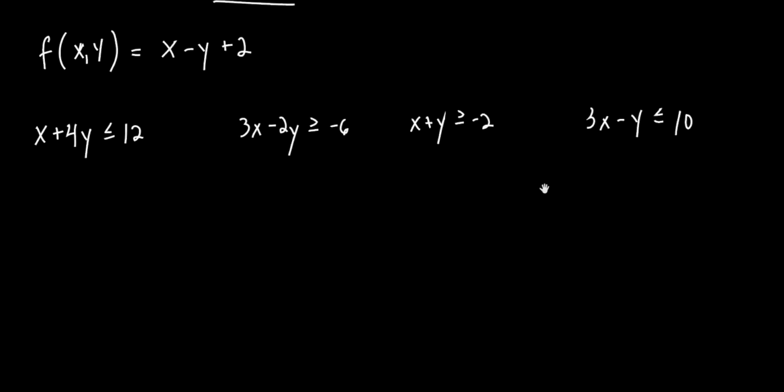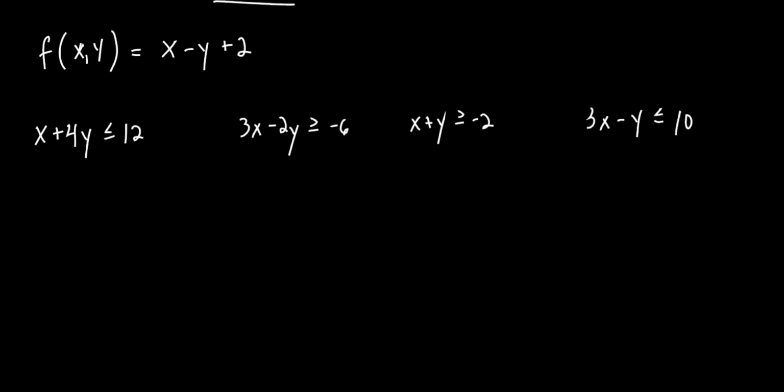So here's what I want to do. I want to graph all these, and you're going to have a bunch of lines, 4 lines. You're going to have shading in there. You want to find out where all the shading comes together, okay? Where they basically intersect each other, all right?